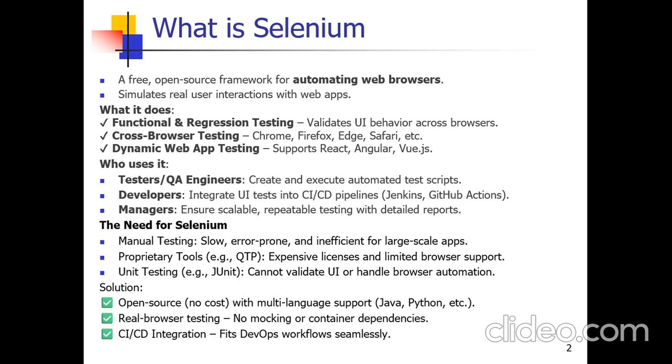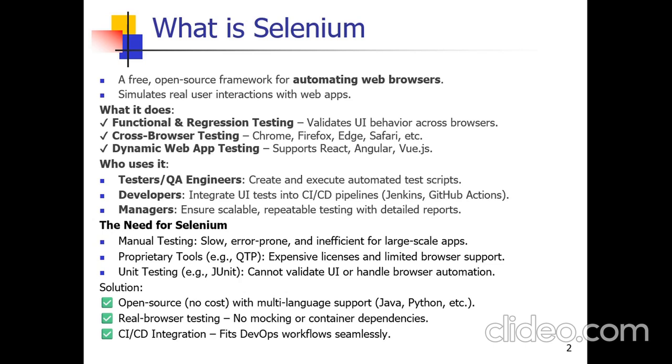Now, who uses Selenium? QA engineers use it to write and run automated test scripts. Developers use it to catch bugs early in the deployment pipeline. Managers rely on its detailed reports to track testing efficiency.